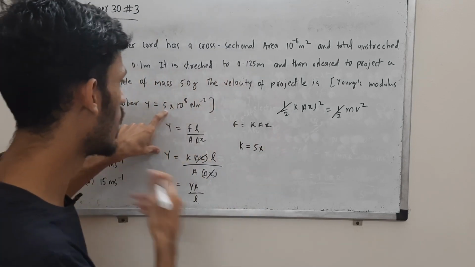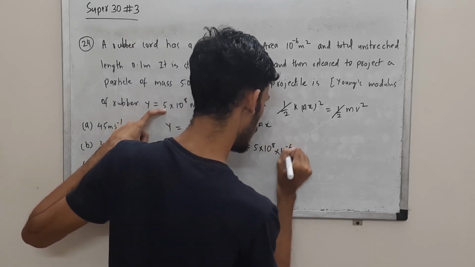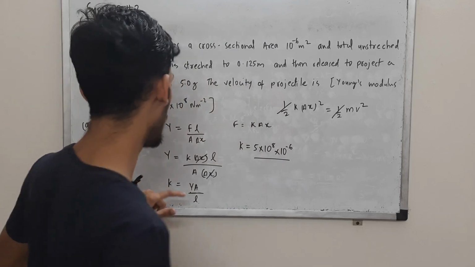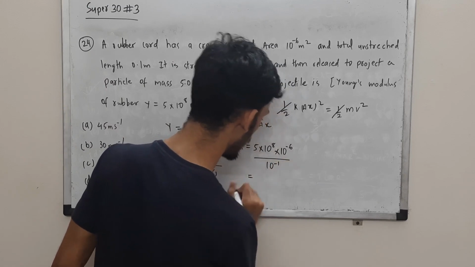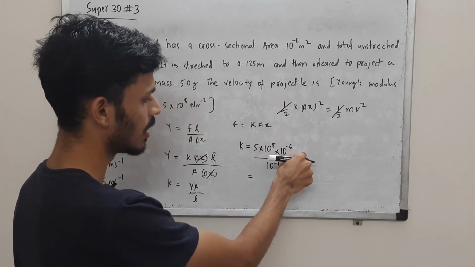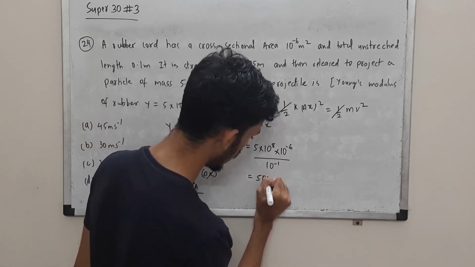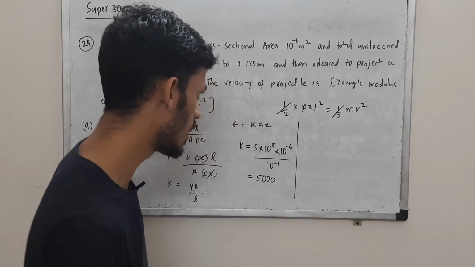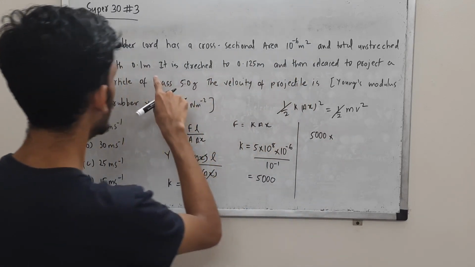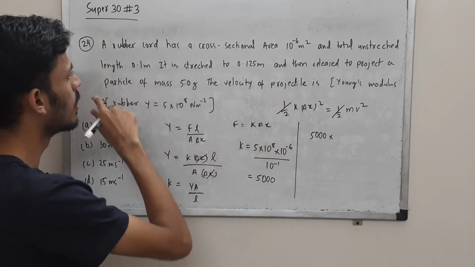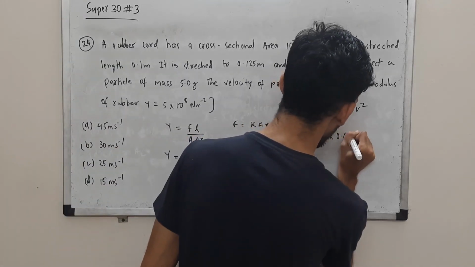So K is Y, which is this. Area is 10 to the power minus 6, and length is 0.1 meters. This is the actual length, not the stretched length. Actual length is 0.1 meters, which is 10 to the power minus 1. 10 to the power minus 1 will cancel with one of these, so it will make it 10 to the power minus 5. Minus 5 plus 8 plus 3, right? Or I can write it as 5000. So K is 5000. Delta x is this minus this, so it is 0.125 minus 0.1. So that is 0.025, right?